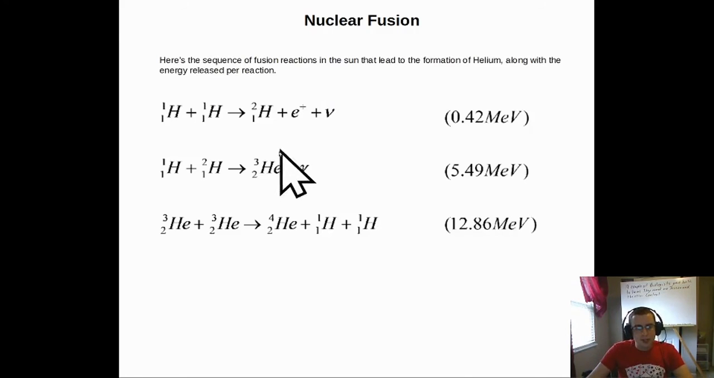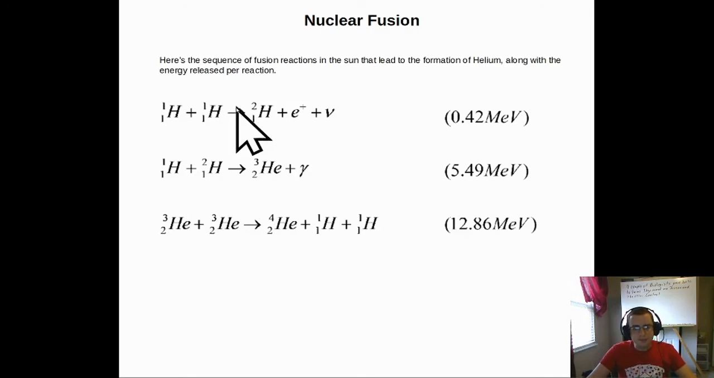The first two have to happen twice, where two hydrogen 1 atoms are going to fuse together to create a hydrogen 2. A positron and a neutrino are also going to get spat out from that as well. Then that hydrogen 2 and another hydrogen 1 are going to combine together to make helium 3 and gamma radiation. Then two of the helium 3s, which is why this process has to happen twice, because we have to make two of these, create helium 4 and also two hydrogen 1s.